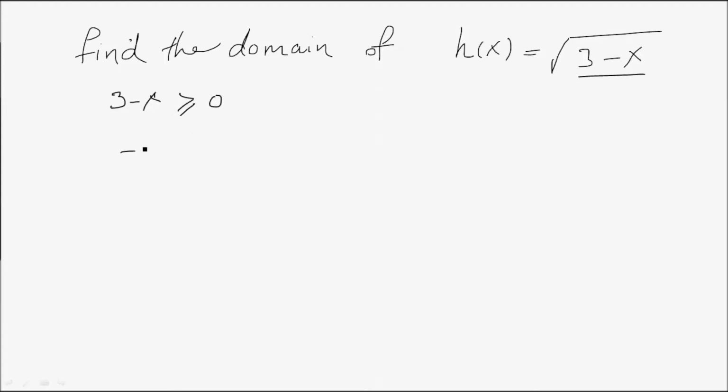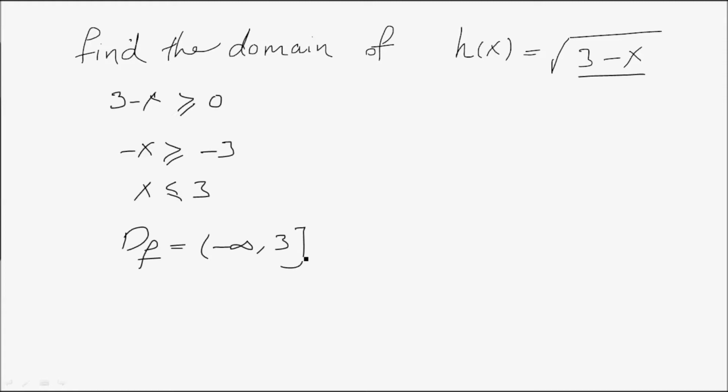So this means that negative x is greater than or equal to negative 3. Multiply both sides by negative 1. That gives you x is less than or equal to 3. So the domain of this function is from negative infinity to 3, including 3. These are all the values that give you either 0 or something positive as the radicand. Anything greater than 3 will cause a negative number as the radicand, which is undefined.